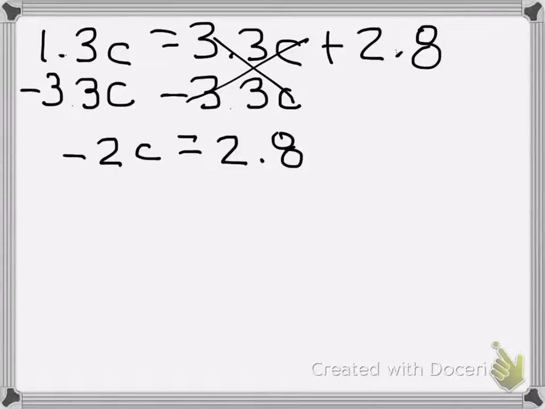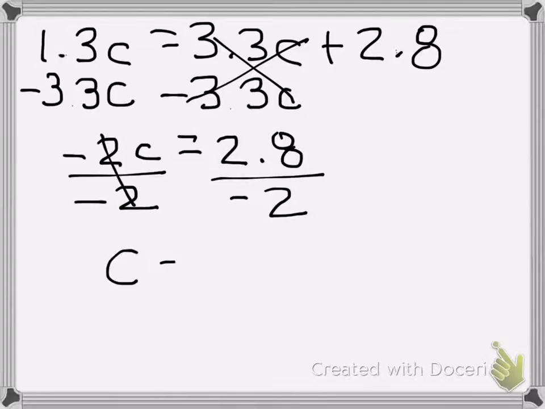So to get c by itself, my final step would be to divide by negative 2, because negative 2 times c is what the operation is, so the opposite operation. And I should get 1.4, and that is a negative 1.4 because we have one negative and one positive, so that makes it negative when I divide.